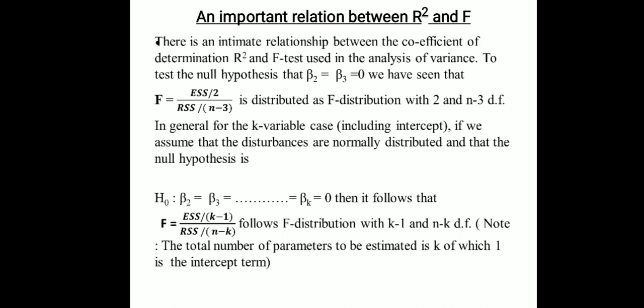It should be greater than k. So n minus k is the total degrees of freedom minus the number of regressors. It follows the F distribution with k minus 1 and n minus k degrees of freedom. Note that the total number of parameters to be estimated is k, of which 1 is the intercept term.